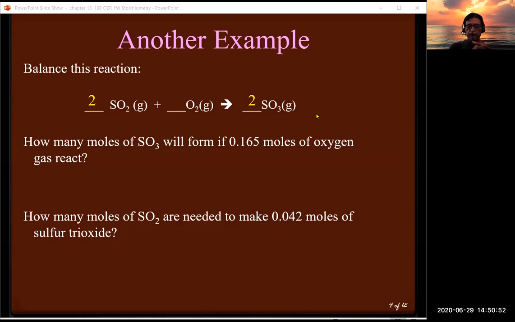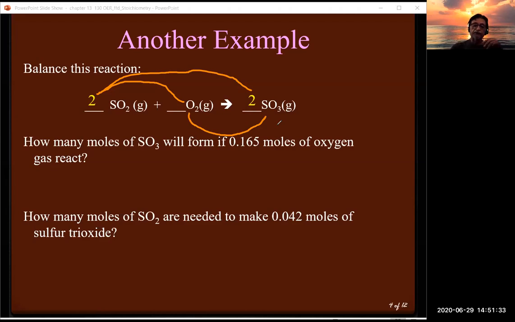The stoichiometric relationship between sulfur dioxide and oxygen is a 2 to 1. Between oxygen and sulfur trioxide, it's a 1 to 2. Between sulfur dioxide and sulfur trioxide, it's a 1 to 1, or because it's 2 to 2, which is a 1 to 1. Note the relationships there. You've got this relationship here, then this relationship here, and then this relationship here.